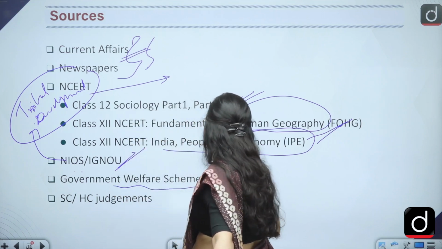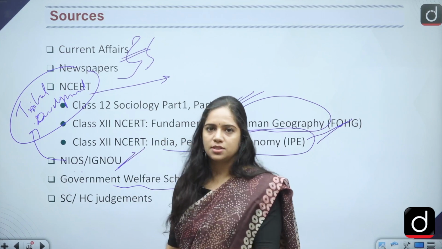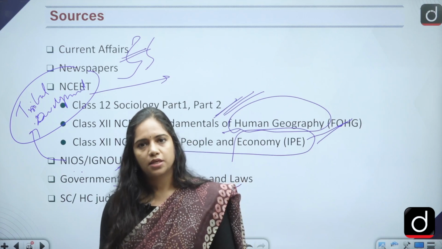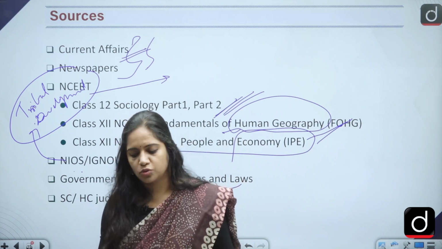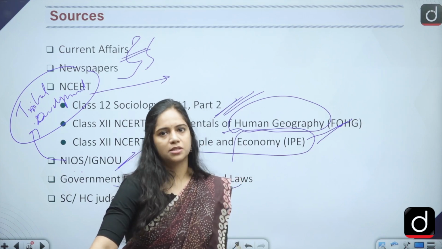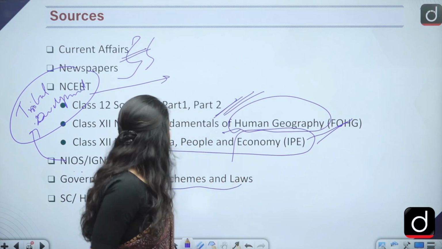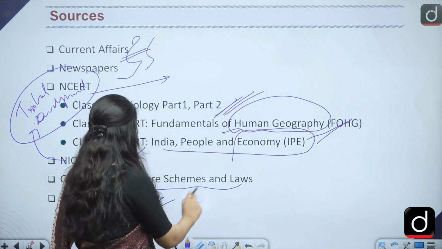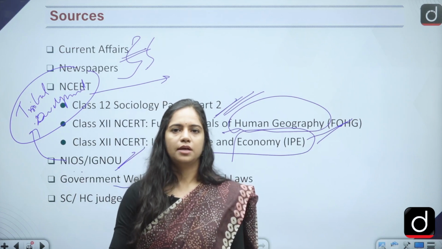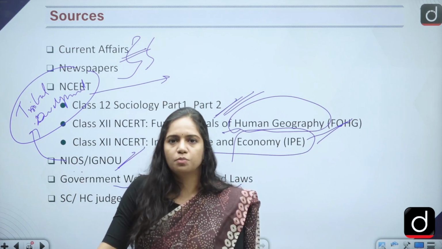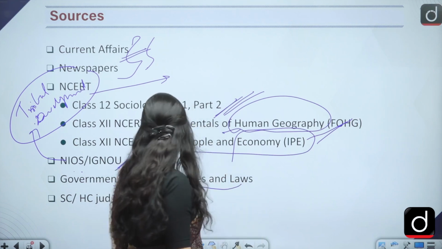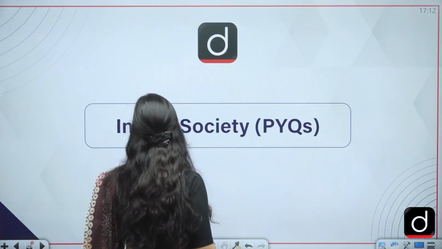Then government welfare schemes and laws for social justice. As I told you, you need to know all of these. It would be helpful in answering the general questions also, and if the question is about a particular scheme, you would know the new schemes that have come and amendments or reforms that have been made. And Supreme Court and High Court judgments. If you quote these judgments, it would always make your answer look more credible and fetch you more marks. Okay. So these would be the sources.